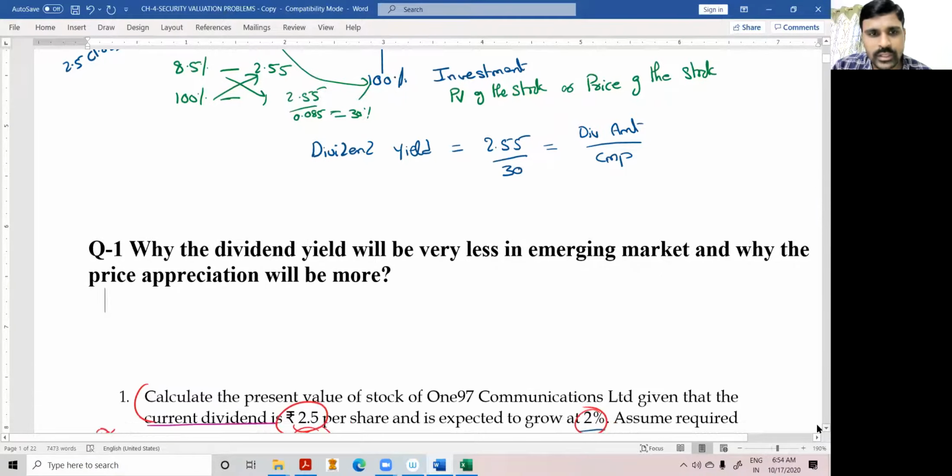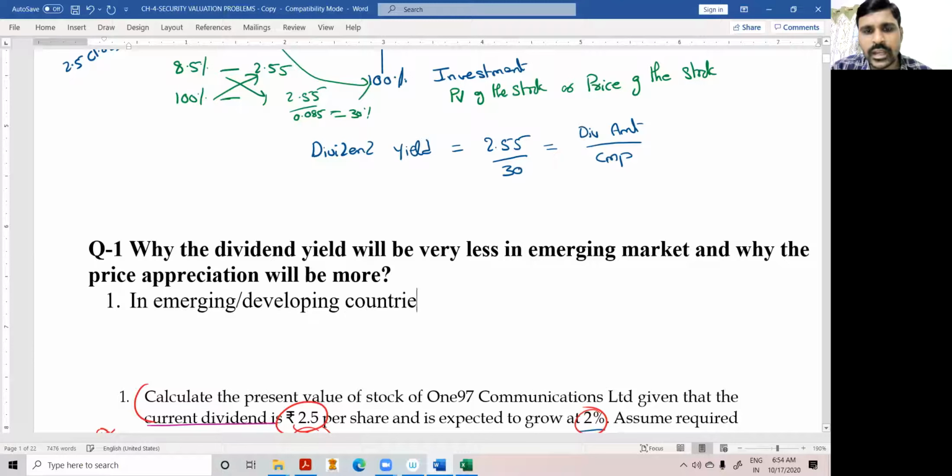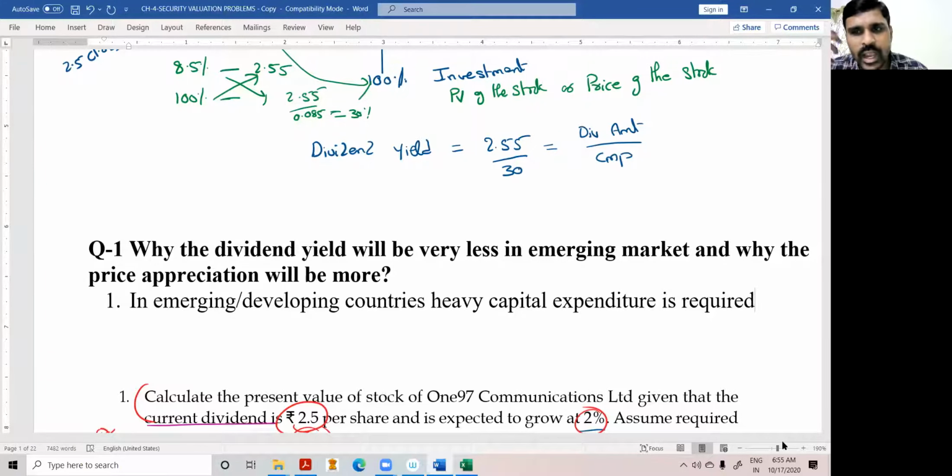First point, the reason why dividend yield is lesser. Dividend yield is lesser in emerging or developing countries because heavy capital expenditure is required. In emerging countries, heavy capital expenditure is required because we are still in the process of developing. Our development comes from capital expenditure only.